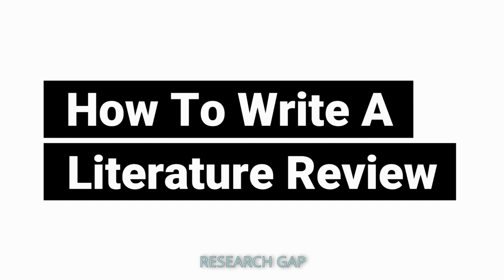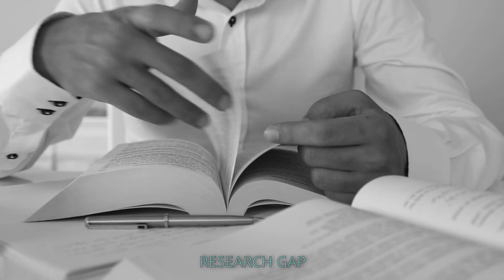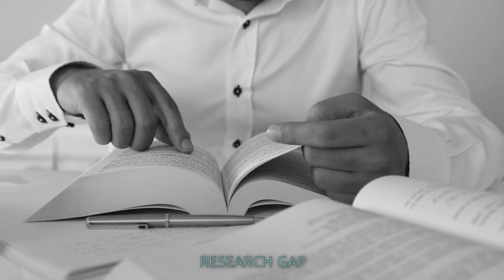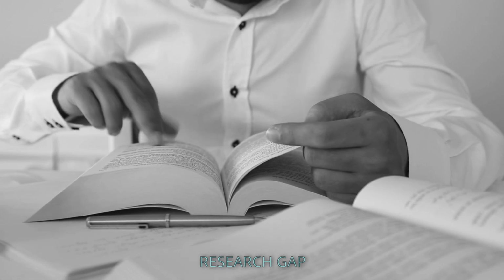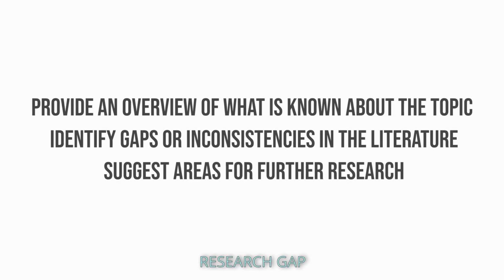How to write a literature review. Before you can write an effective literature review, you need to understand what it is. An academic literature review is a critical summary and evaluation of existing research on a specific topic. Its purpose is to provide an overview of what is known about the topic, identify gaps or inconsistencies in the literature, and suggest areas for further research.